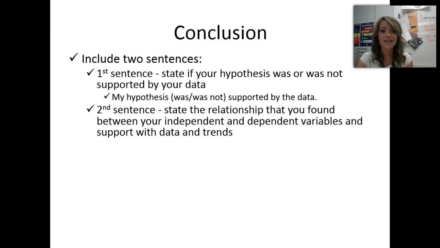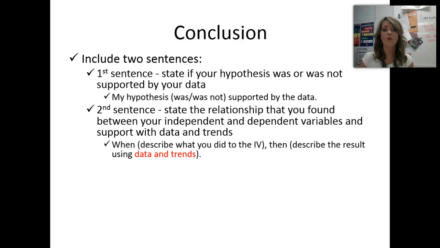So the second sentence is going to be the relationship between your IV and your DV. And you have to support that with data and trends. So you're going to say when, and then describe what you did to the independent variable, and describe what happened in your experiment based on the data and trends.